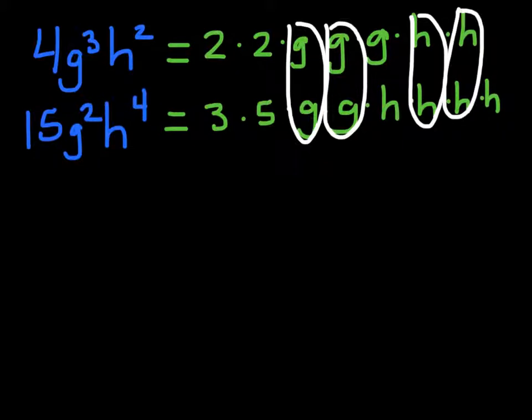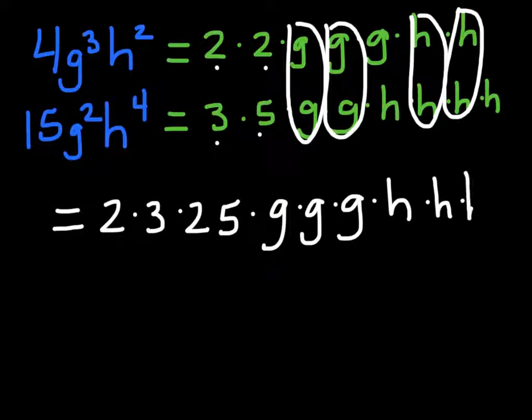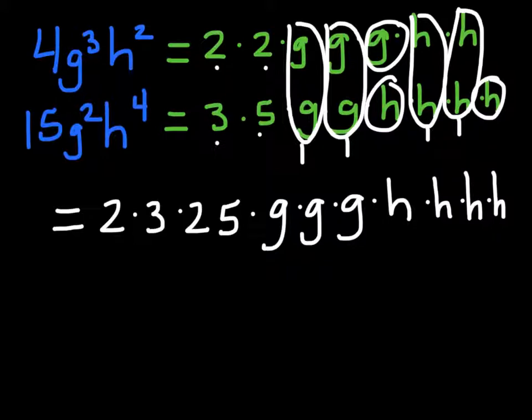Okay, now let's put together our string. So we have 2 times 3 times 2 times 5 times g times g times g times h times h times h times h. So I use this h, this pair of h's, this pair of h's, and this h. For my g's, I use this g, and this single g. All right, now we work it all out.